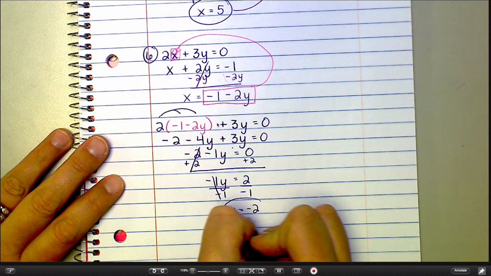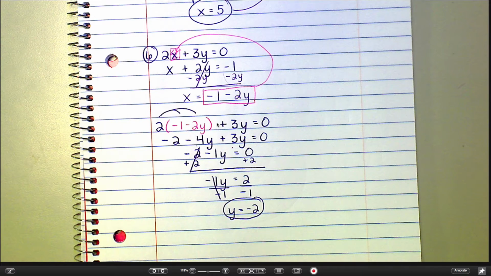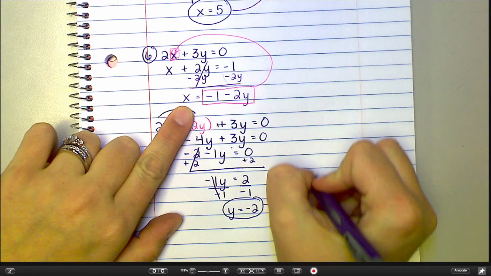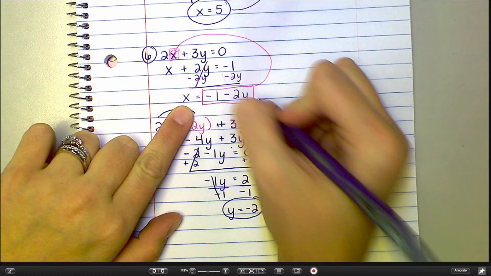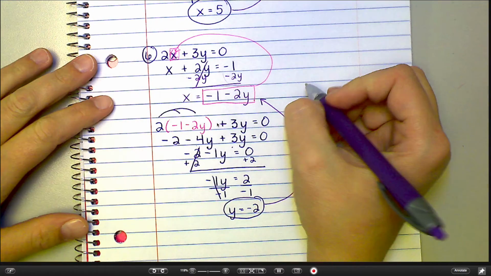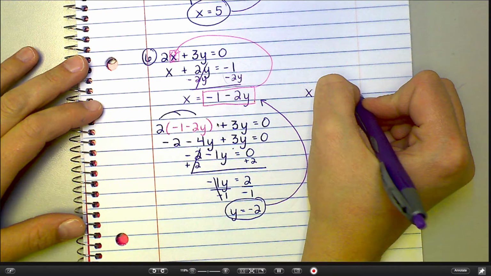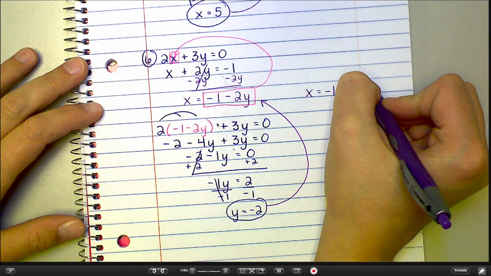Okay, that's my y coordinate. Now I need to plug back in and solve for x. And the easiest place to do that is going to be an equation that's already solved for x, which is right here, where I have x equals. So I'm going to plug this negative 2 right in here for y. So I'm going to have x equals negative 1 minus 2 times negative 2.